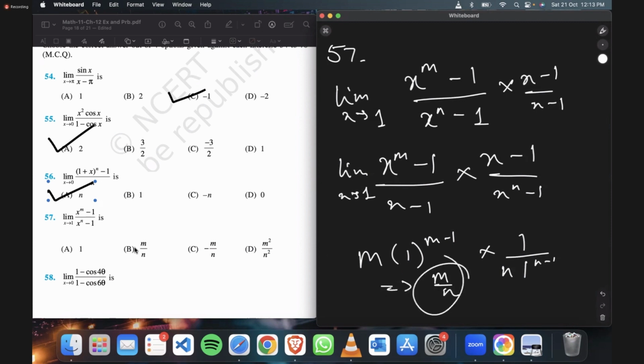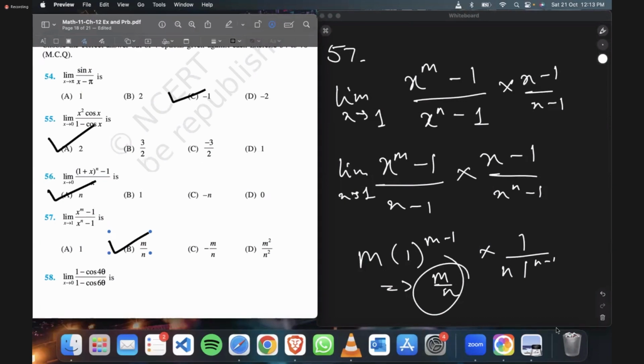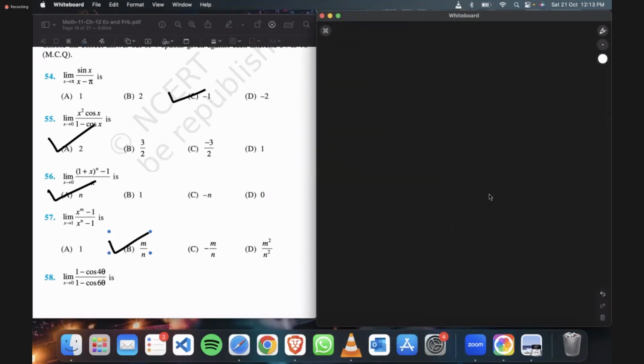Now, do we have any option? Yeah, B. Let's see the next question here. So next up we have question number 58. Limit, we have a theta here. x should not be here. There should be a theta. Theta tends to 0.